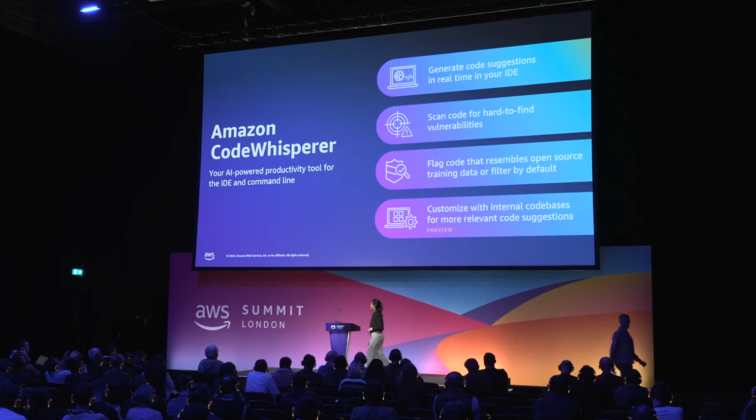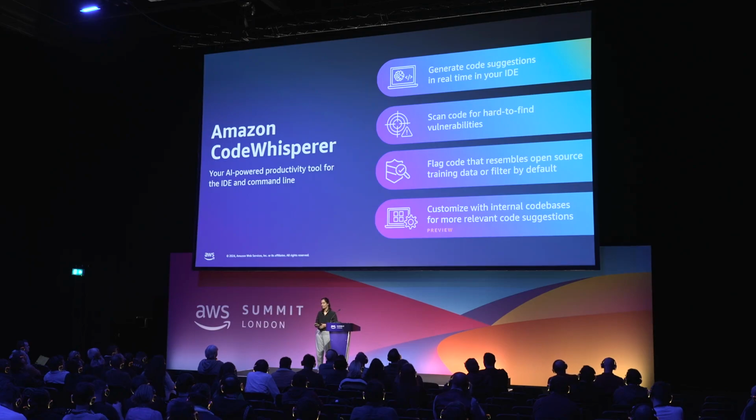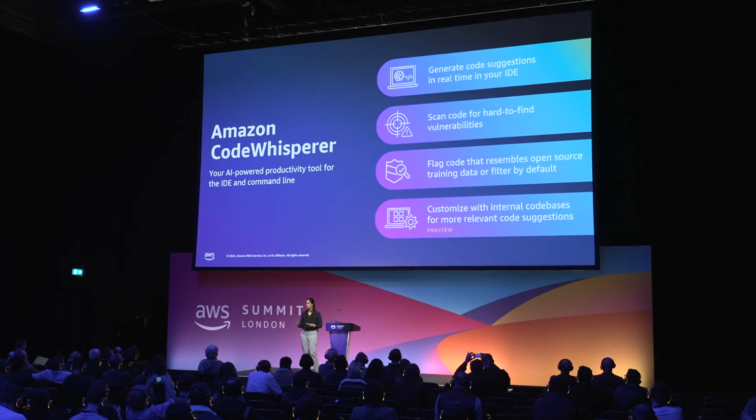Amazon Code Whisperer. Amazon Code Whisperer is an AI-powered productivity tool for the IDE as well as the command line. To start off with, you will need to do a minimum bit of configuration, and once that is done, you can dive right into your IDE and start typing in. And as you're typing in, you will see that Code Whisperer will start generating code recommendations for you.